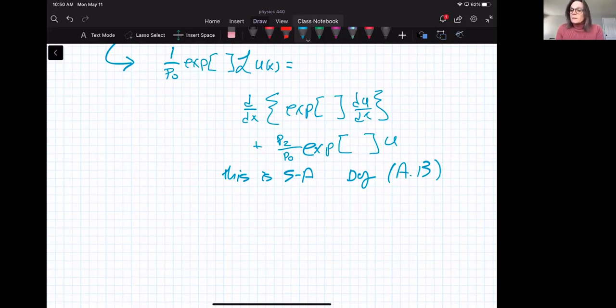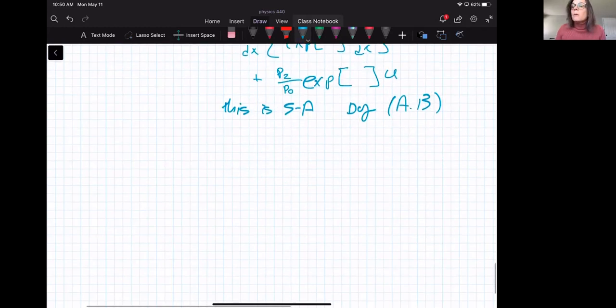Okay, any questions? If you use the multiplying factor, is the exponential thing and the P2 over P0 then your P and Q? Yes. I think your book has an example, and I'll do an example offline using that. In fact, that's how it becomes self-adjoint.